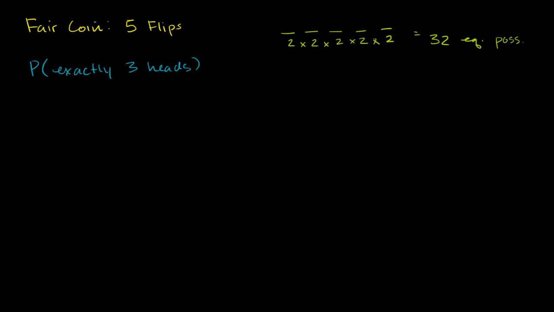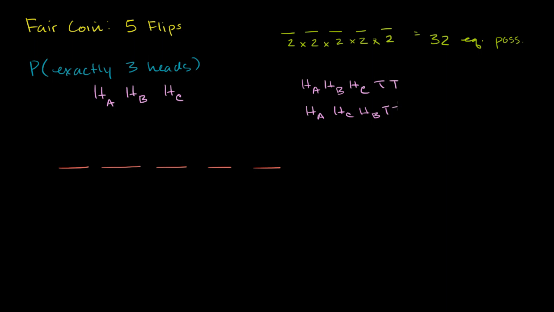We have 5 flips here. So let me draw the flips. 1, 2, 3, 4, 5. And we want to have exactly 3 heads. And I'm going to call those 3 heads, let me do it in pink, heads A, heads B, heads C, just to give them a name. Although what we're going to see later in this video is that we don't want to differentiate between them. To us, it makes no difference if we get this ordering: heads A, heads B, heads C, tails, tails, or if we get this ordering: heads A, heads C, heads B, tails, tails. We can't count these as 2 different orderings. We can only count this as 1.